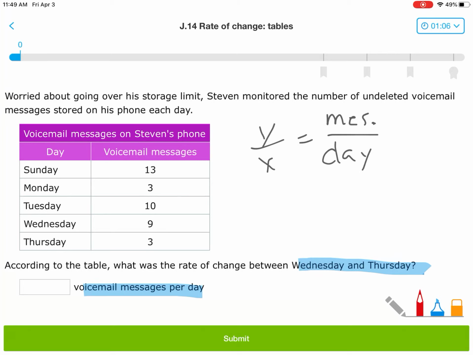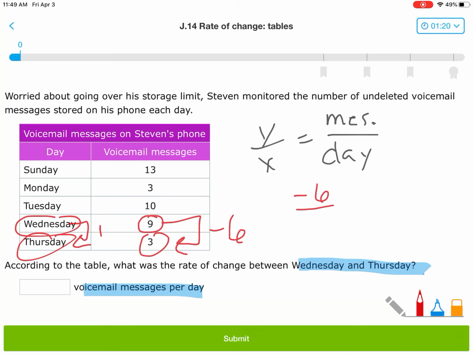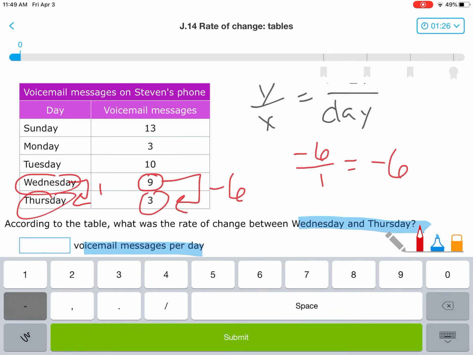So I look at my table and I find on Wednesday there was 9 messages and on Thursday there was 3. So he goes from 9 to 3, which is -6. And then the days of the week is from Wednesday to Thursday, and that's only a change of 1 day. So -6 divided by 1 is -6. So my answer is going to be -6 voicemail messages per day.